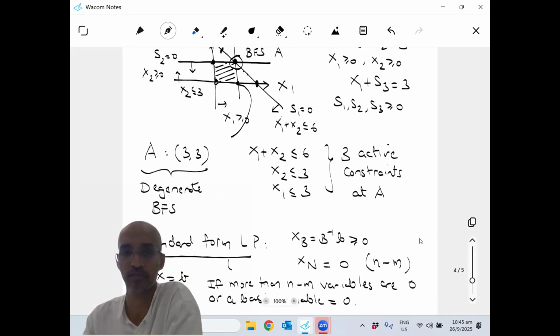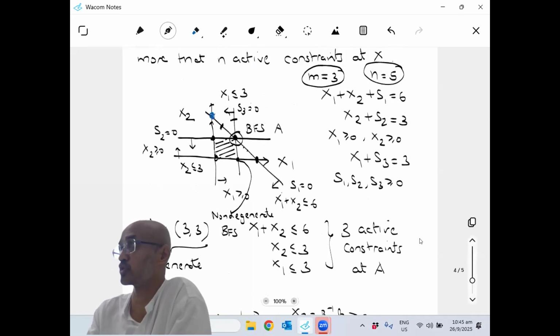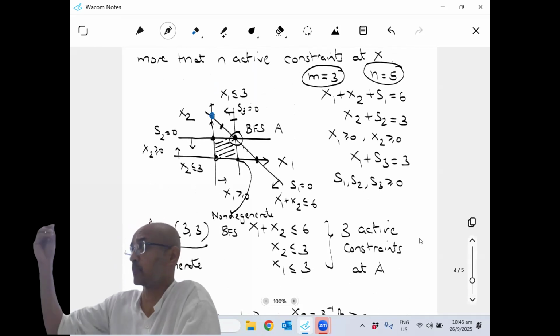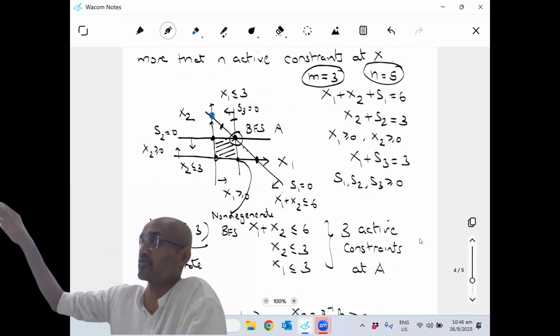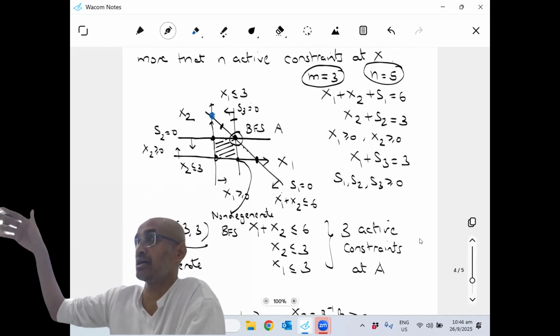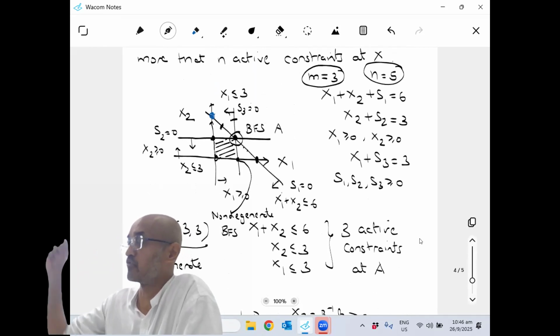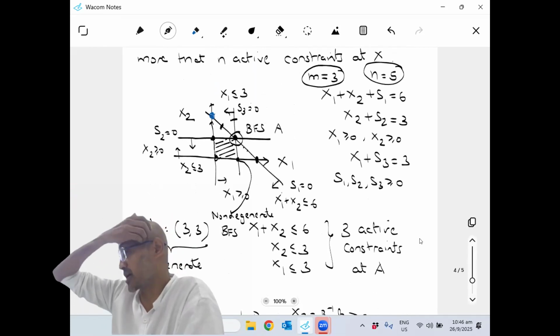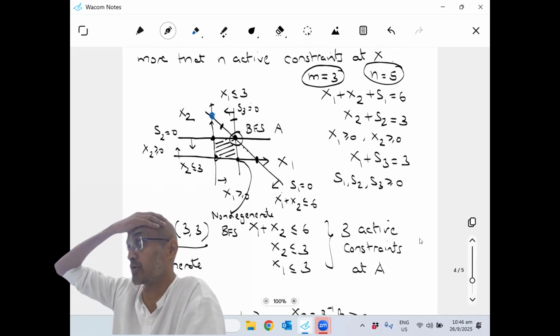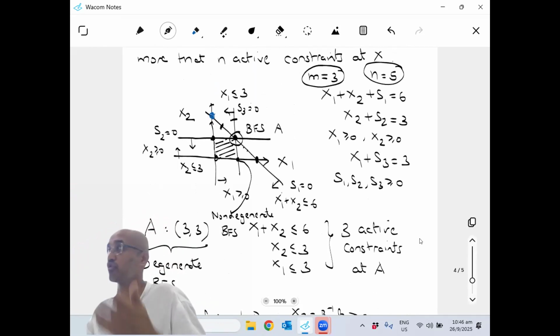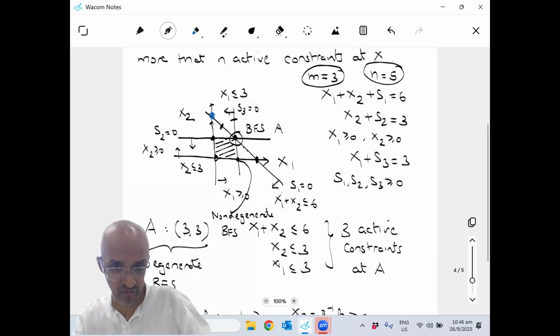So this is a non-degenerate BFS. How you would know a basic feasible solution is degenerate is that the point is feasible, N constraints are linearly independent and active, meaning satisfied at equality, but there are some additional constraints which are also satisfied at equality. So you have to just count. If I give you a point and all the constraints, you check whether more than N constraints are active at that point. If you have 100 variables, more than 100 constraints are active at that point. Hopefully that answers the question online.